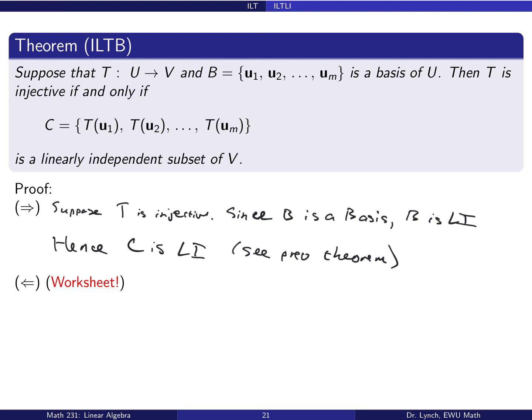So again, I'll have you go ahead and prove the other direction in this if and only if statement, assuming that C is a linearly independent set, the image of a basis is linearly independent, and showing then that T must be injective. Okay, and the way you'll do that is by showing that the kernel is trivial.